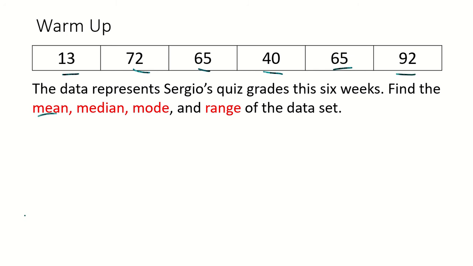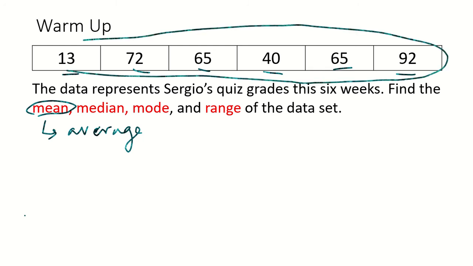All right, let's talk about the mean first. The mean is the average. That's just another word for average. Remember, how do you find the average? You take all of these numbers, you add them up and get a total. It's going to be the total on the top divided by the number of items. Okay, so I'll show you what that looks like.